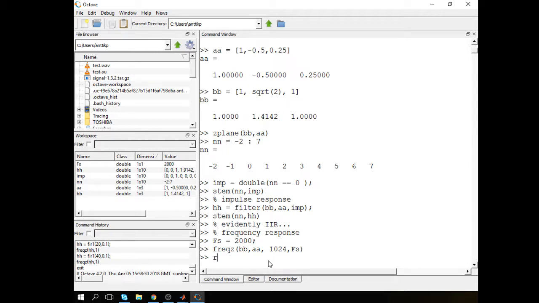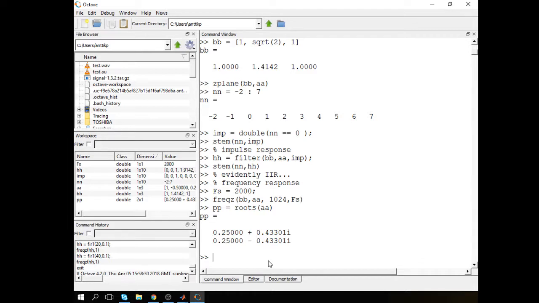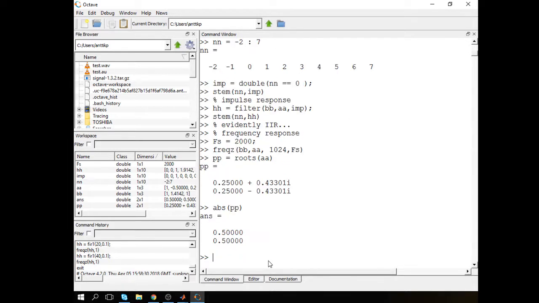So let's see, roots. P equals roots of A, and then the absolute value of P is 0.5. Let's multiply this one by 0.9, so now it's in the mid-range here. We move it to 0.9, so it's only 0.1 distance from the unit circle. I'm just scaling it.